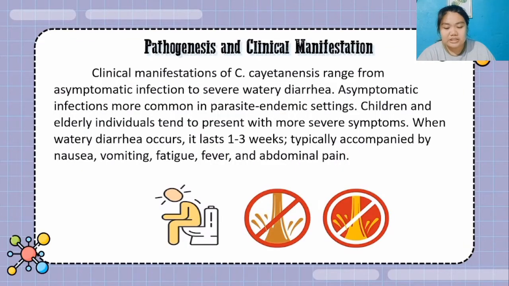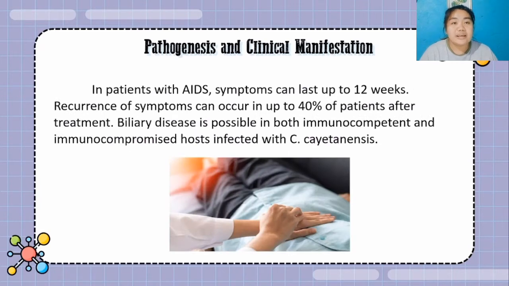So next is the pathogenesis and clinical manifestations. The clinical manifestations of C. cayetanensis range from asymptomatic infection to severe watery diarrhea. Asymptomatic infection is more common in parasite-endemic settings, and children and elderly individuals tend to present with more severe symptoms. When watery diarrhea occurs, it lasts about 1 to 3 weeks, typically accompanied by nausea, vomiting, fatigue, fever, and abdominal pain. In patients with AIDS, symptoms can last up to 12 weeks.